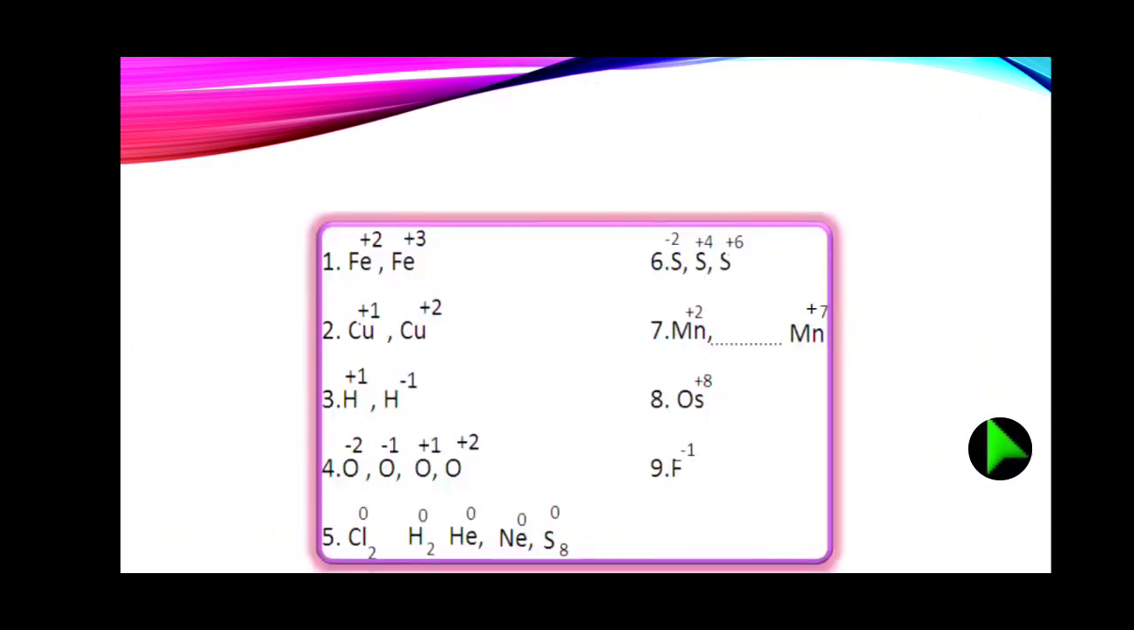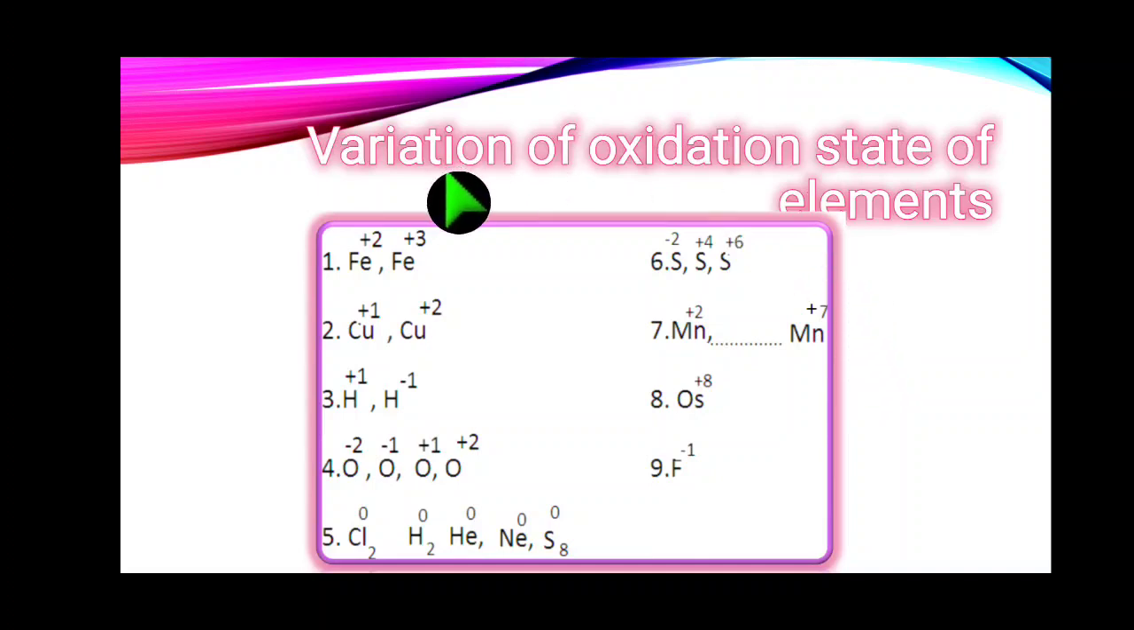Now here I have given some elements' oxidation states. Some of the elements have two oxidation states, some have four types of oxidation states, some have three oxidation states, and some have many oxidation states. Okay, what are the variations of oxidation state of elements?